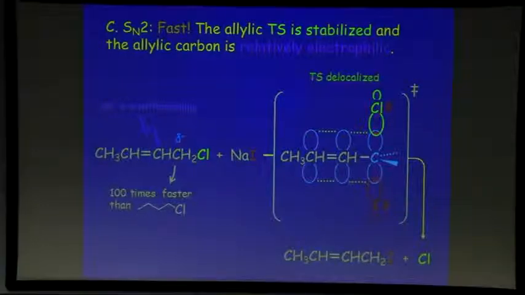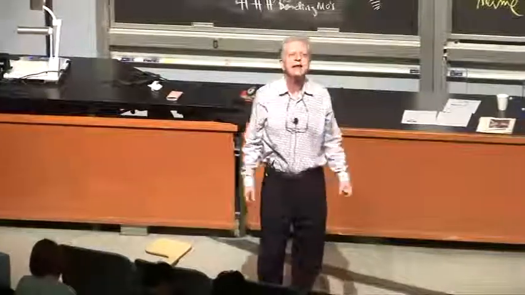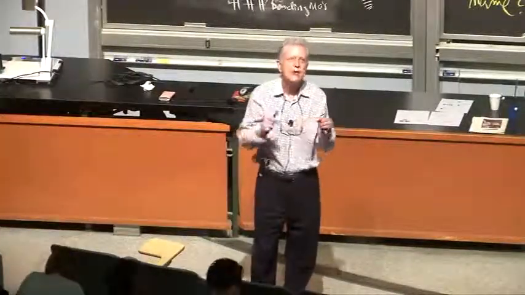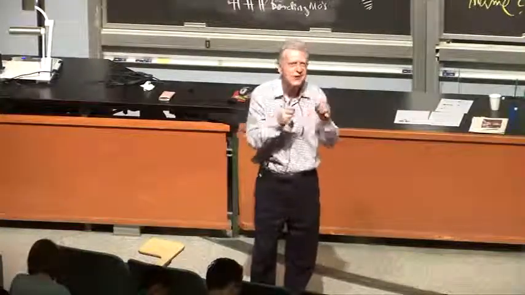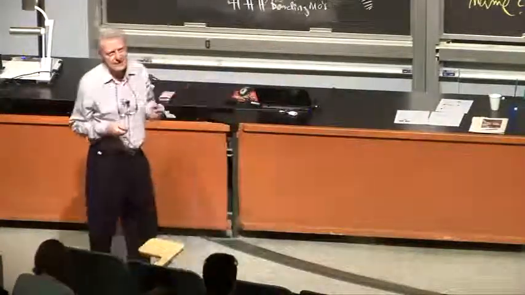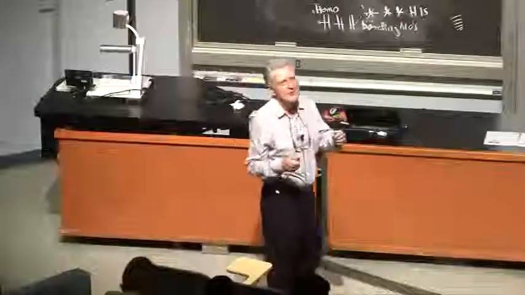So 100 times faster, and there are two reasons for this. One is that this carbon is more electrophilic than this carbon. Why is that? Well, notice the difference between that and that. They're both CH2Cl, but the next carbon is different. This one is sp3 hybridized, that carbon is sp2 hybridized. And going from sp3 to sp2 means that you go from 25% s character, sp3 for four orbitals, so only one s, 25%, to a third, 33% s character in sp2.